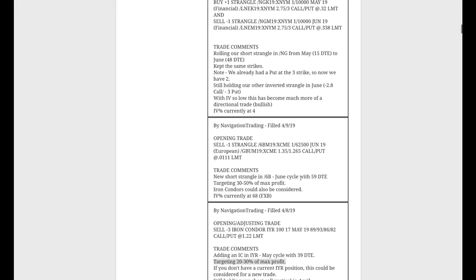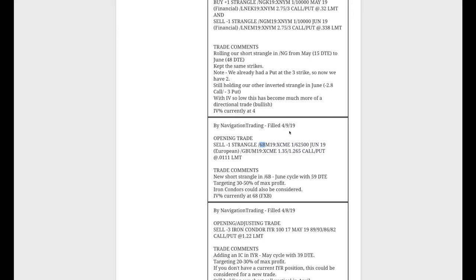Next trade, opening trade in 6B. This is the British pound. Implied volatility has stayed extremely elevated. One of few symbols around that's had high IV is the British pound, and that's just due to the uncertainty that's going on with the whole Brexit thing.